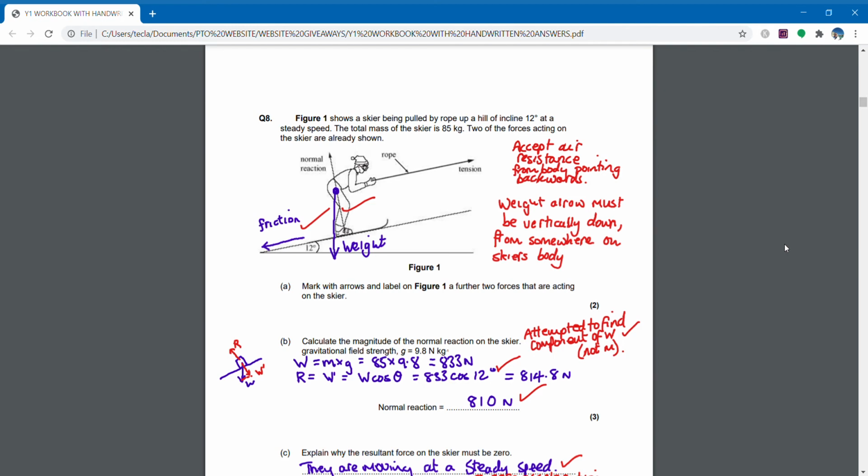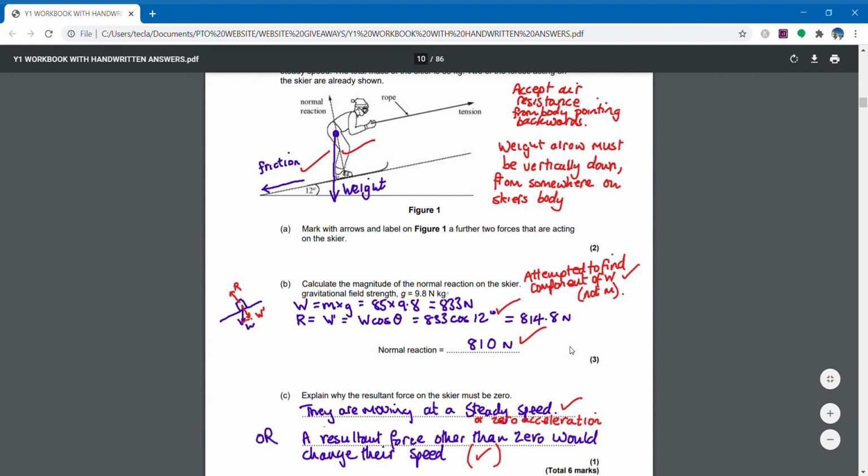So we've got the weight acting down from a centre of gravity, and we've got a frictional force. You could also have air resistance from the body pointing backwards, but most likely it's going to be friction from the skis acting backwards. The weight arrow must be vertically down from somewhere on the skier's body. Okay, so that's 2 marks, 1 mark for each correctly drawn force arrow.